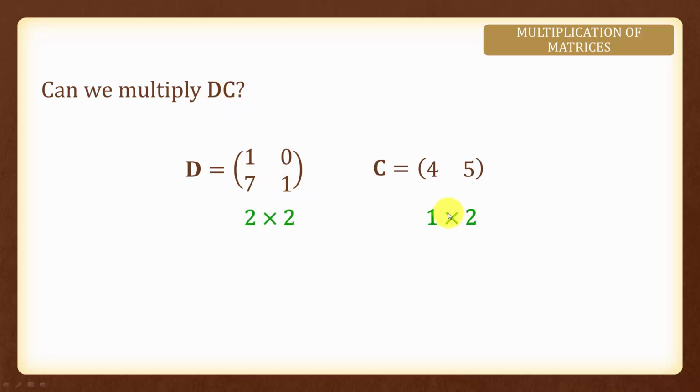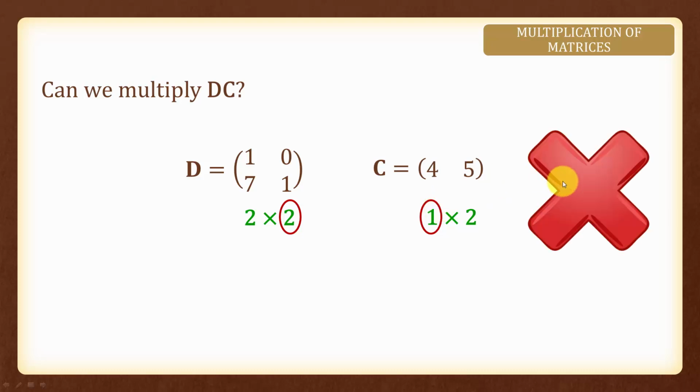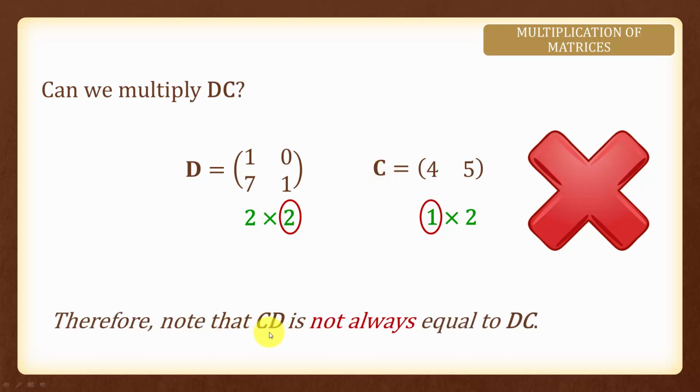Looking at the dimension, the number of columns in matrix D is not the same as the number of rows in matrix C, and hence we cannot multiply matrix D with matrix C. Therefore, note that the multiplication of CD is not always equal to the multiplication of DC.